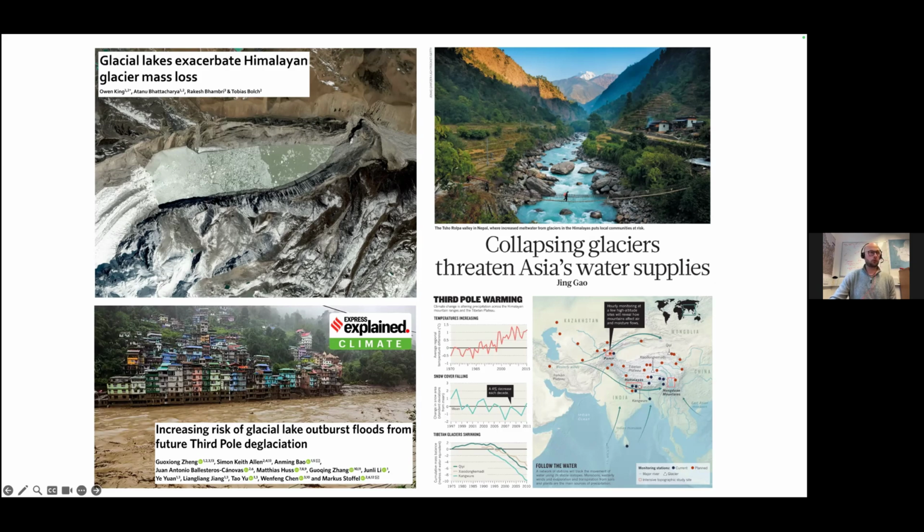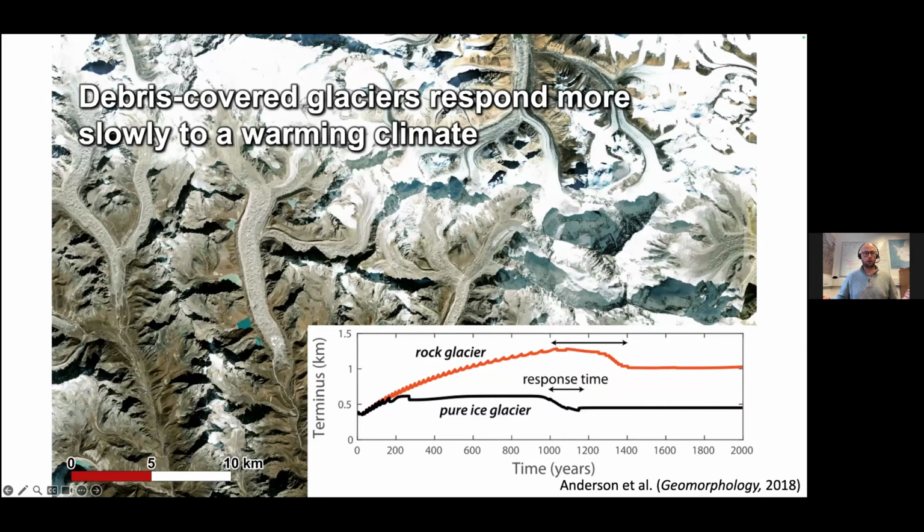So, some basic physics here. Simple models of debris covered glaciers show that they respond more slowly to a warming climate than a clean ice glacier. And this has to do with what I had mentioned before. This thick debris on the glacier surface decreases the melt of the glacier. So if we have a warming climate, that debris actually slows the rate that our debris covered glacier is going to respond to that warming climate, from something like 50 years for a clean ice glacier to hundreds of years for a debris covered glacier.